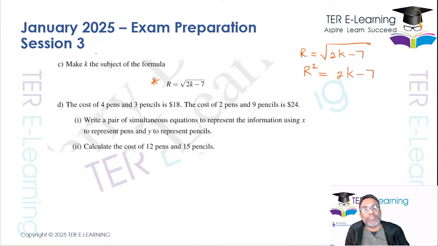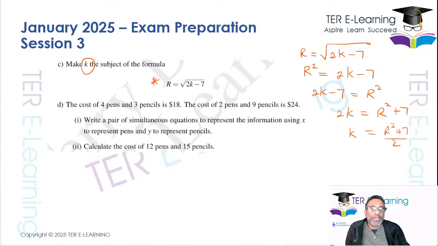Now, the objective is to make k the subject of the formula. So what I can do, I can write this as 2k minus 7 is equal to r squared. And therefore 2k is equal to r squared plus 7. And therefore k is equal to r squared plus 7 all over 2. So that's my answer for that one there. We're making k the subject of the formula.